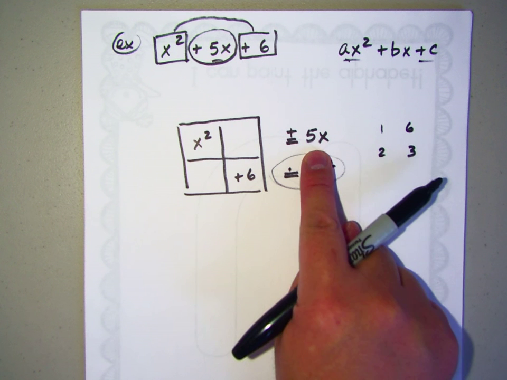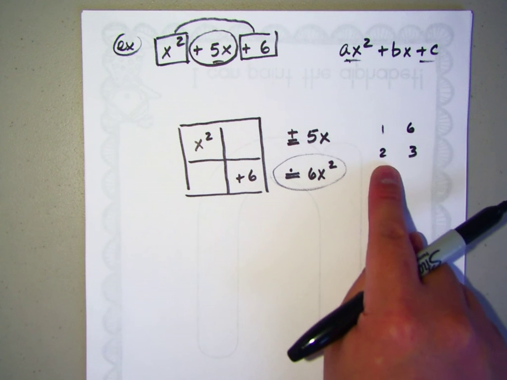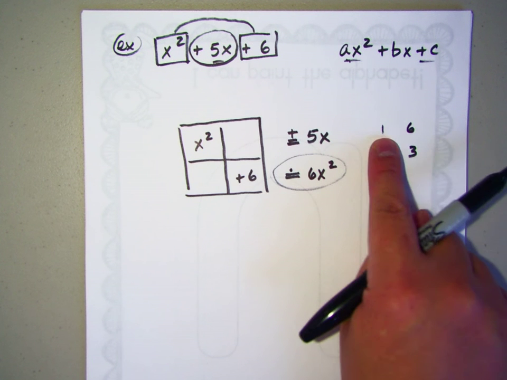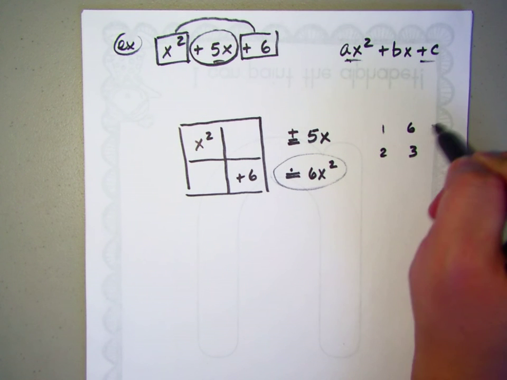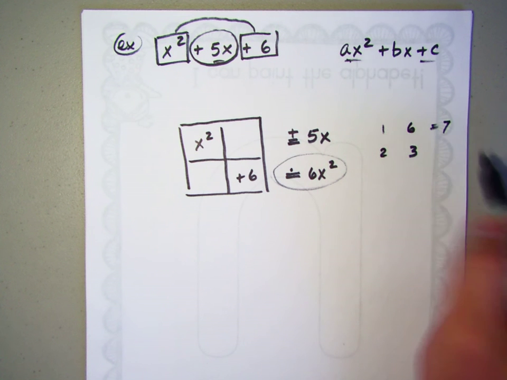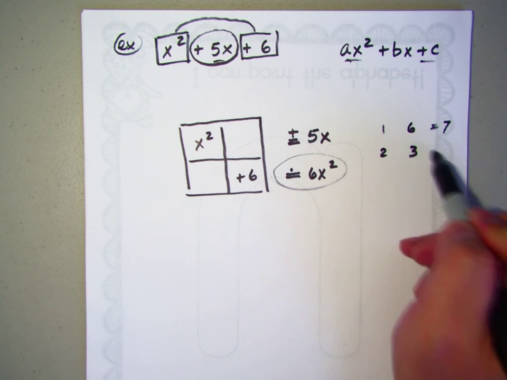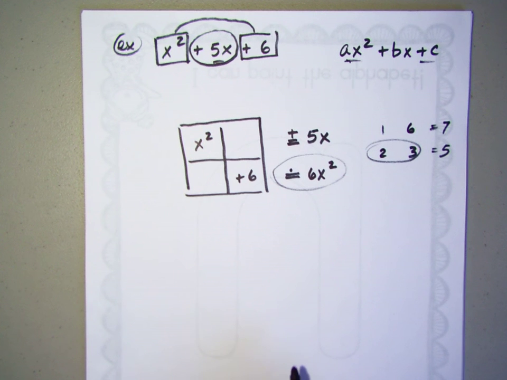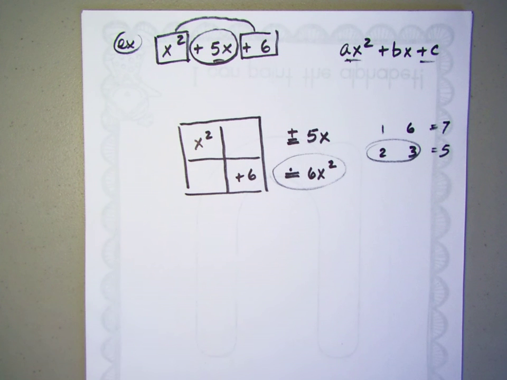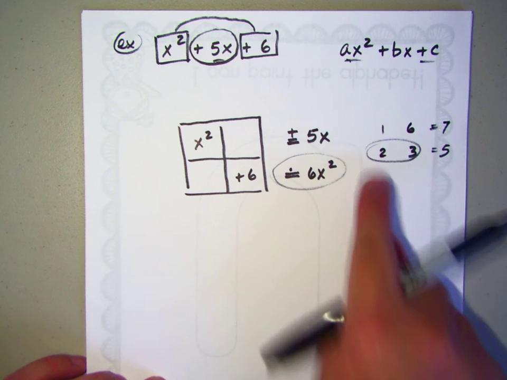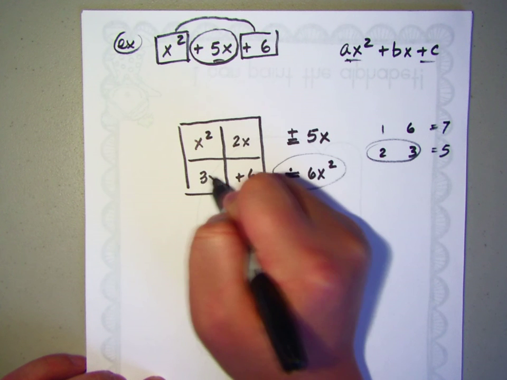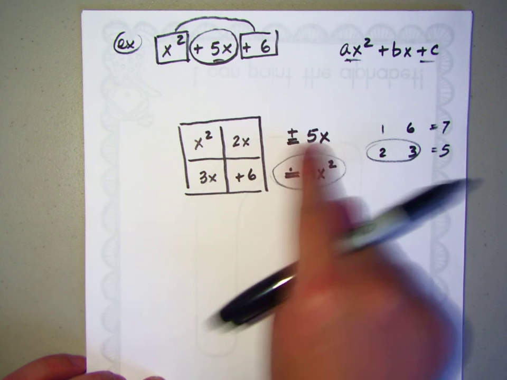But since everything is positive, if I have a positive 1 and a positive 6, that's going to get me a 7. That's too high. If I have a 2 and a 3 added together, that's going to get me a 5. So these are the two numbers that I want. So we'll pick 2 and 3, and specifically 2x and 3x, because 2x plus 3x equals 5x, and 3x times 2x equals 6x squared.